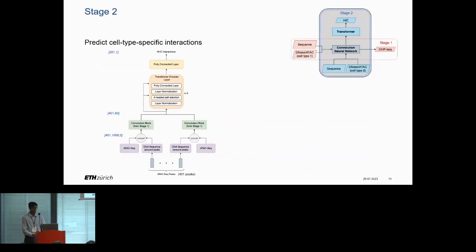Now coming to stage 2. The goal of stage 2 is to predict cell type specific interactions using the features learned in stage 1, and again using the raw DNA sequence and chromatin accessibility data.